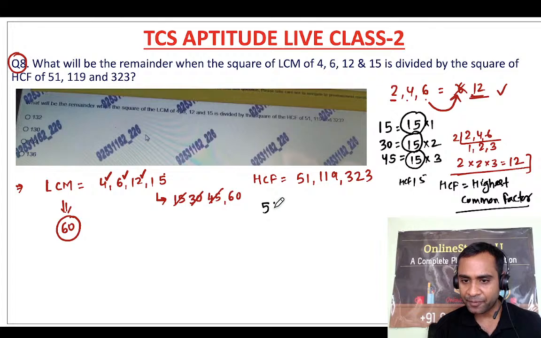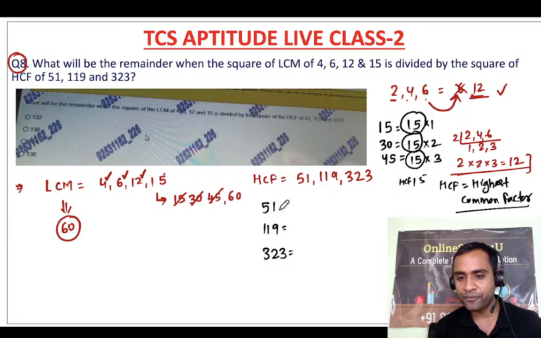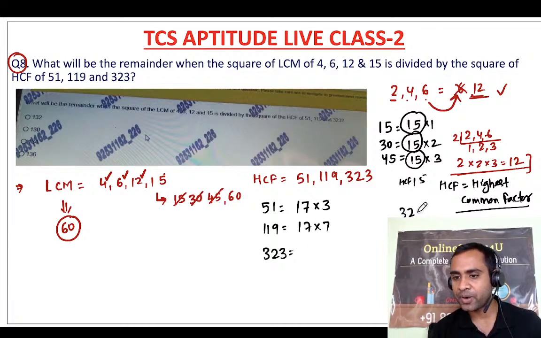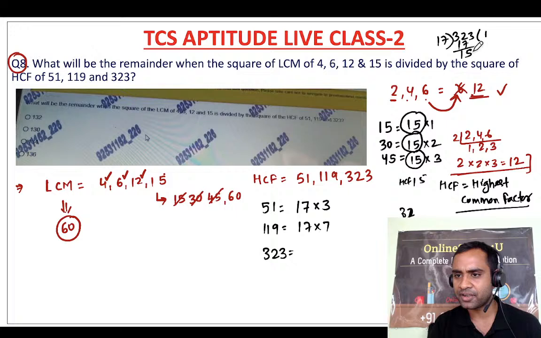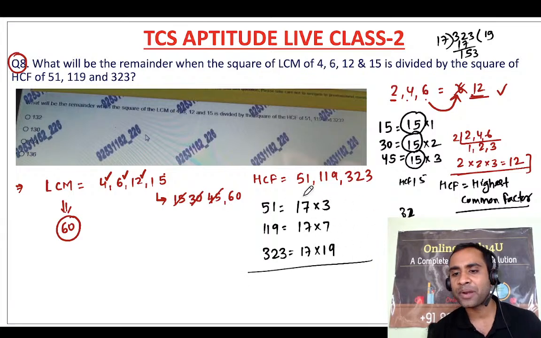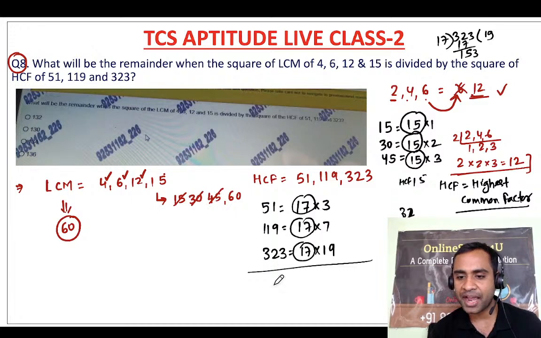Same thing, here we have 51, 119, and 323. Now we know 51 we can write as 17 into 3, and 119 we can write as 17 into 7. And 323, just try to divide it by 17. 17 twos are 34, 17 ones are 17, and 12 minus 7. And 17 nines are 153. So this is 17 into 19. Now what is the highest common value in all three? Sir, 17 is the highest common value for all three, so my HCF is 17.